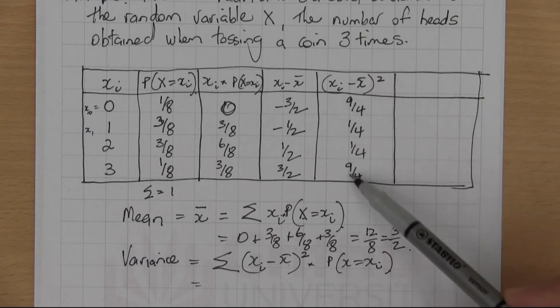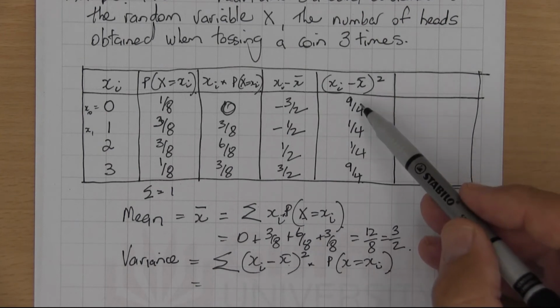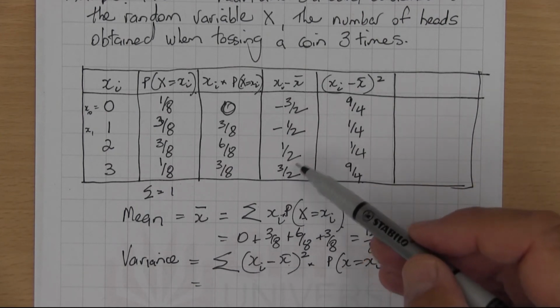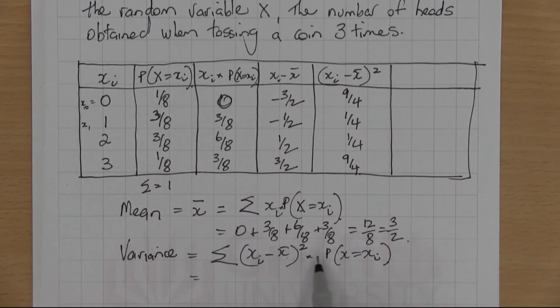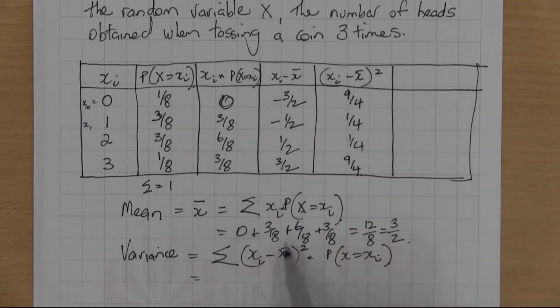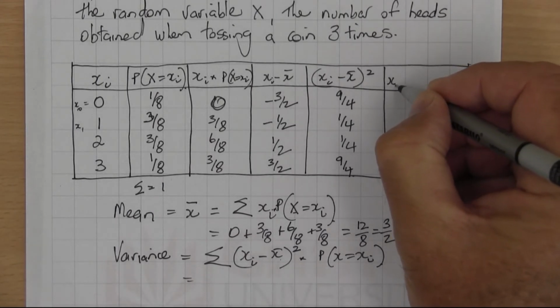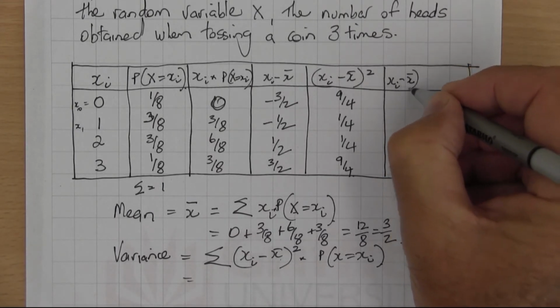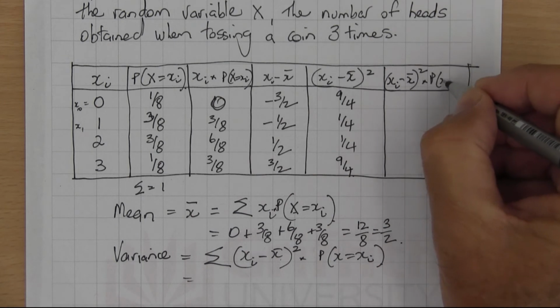Now one thing to look for for correct calculations: all these values have always got to be positive because we're always squaring. So if you get negatives here, we're always going to have positives there. To help us calculate the variance, we've got a value here that we're going to multiply by the value in this column here. So up here we're going to write xi minus x bar squared, times P(X equals xi).